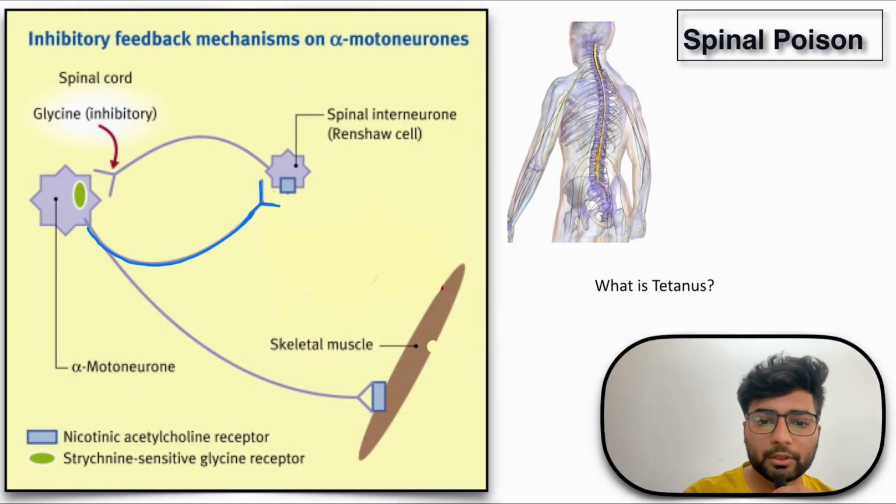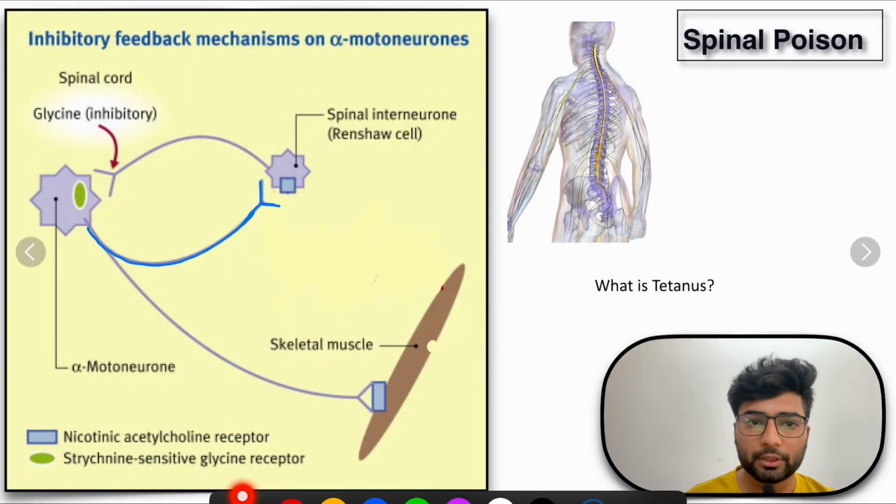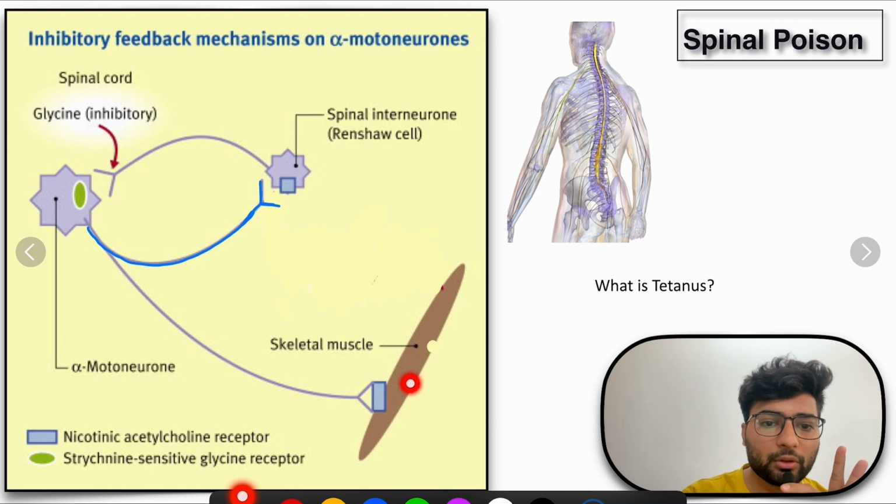The topic of discussion today is spinal poisons. First of all, we need to know some basic physiology to understand this type of poison. See, this is a motor neuron. All this is happening at the level of the spinal cord. Now, this motor neuron controls the skeletal muscle contraction.